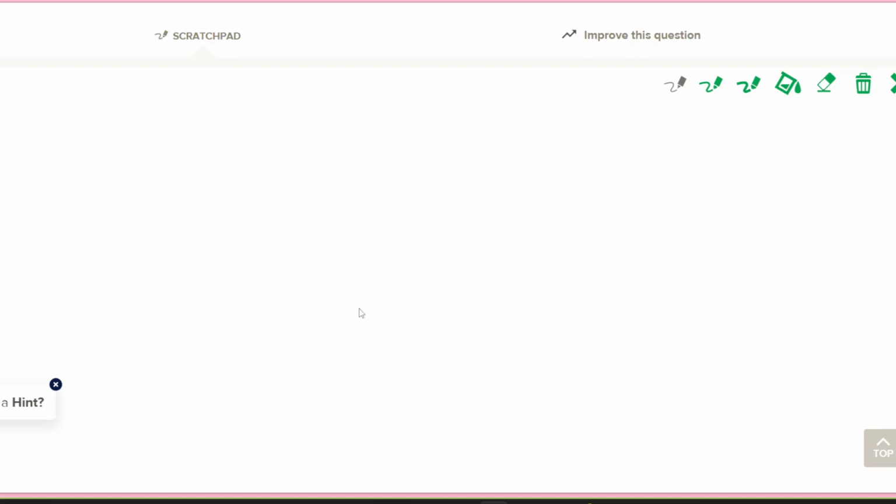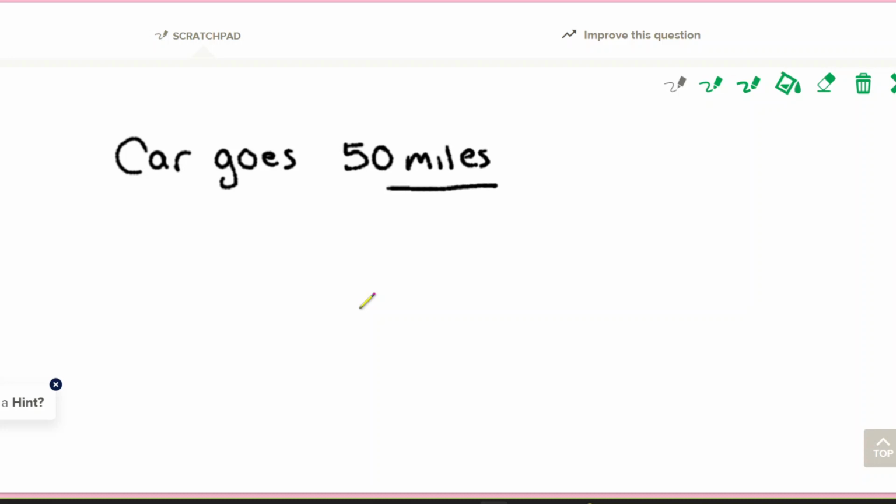So what we have here is, this car travels, car goes, 50 miles per hour. Now, whenever you see per, that implies division is happening. It's a ratio, 50 miles per hour. And this is happening for an unknown number of hours, right? They said for a number of hours.